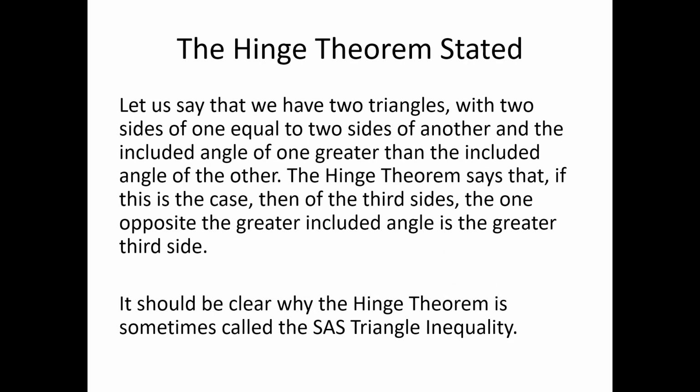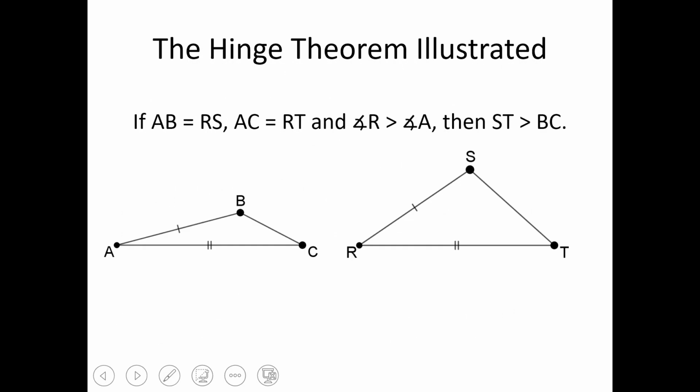And it should be clear why this theorem is sometimes called the side-angle-side triangle inequality, because we do have that kind of side-angle-side pattern, right? We have two sides of one equal to two sides of the other. But the A in this case signifies that the included angle in one is greater than the included angle in the other. So the greater side, opposite the included angle, will be the one that is opposite the greater angle. All right, so here's a picture of this.